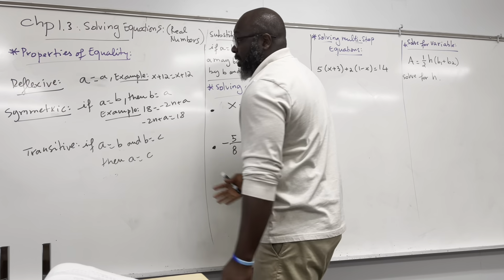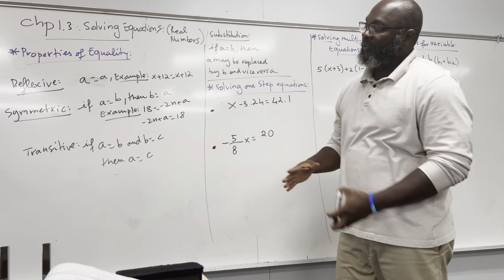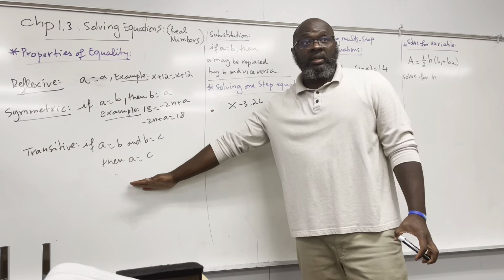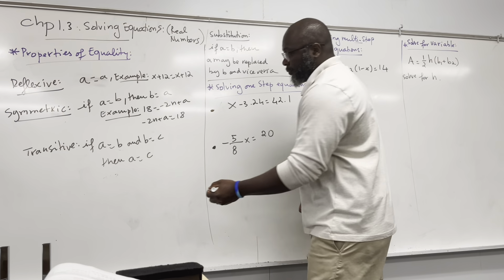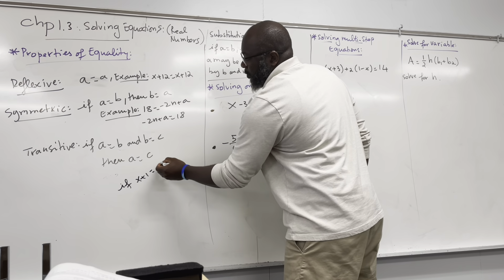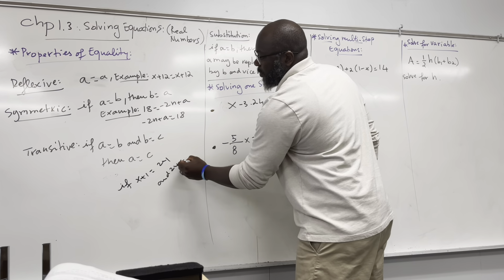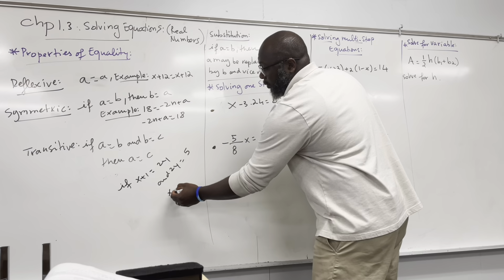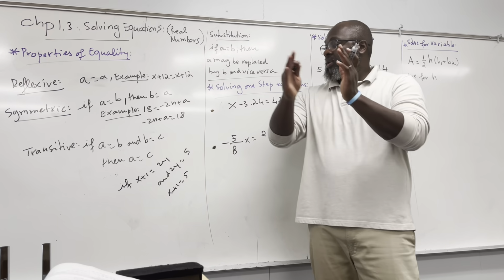Next, transitive. The transitive law is also interesting. So basically, if A is equal to B and B is equal to C, then A is equal to C. Let me give you an example. If x plus 1 is equal to 2y and 2y is equal to 5, then I can conclude that what? X plus 1 is also equal to 5. Does that make sense? It's called the transitive law.